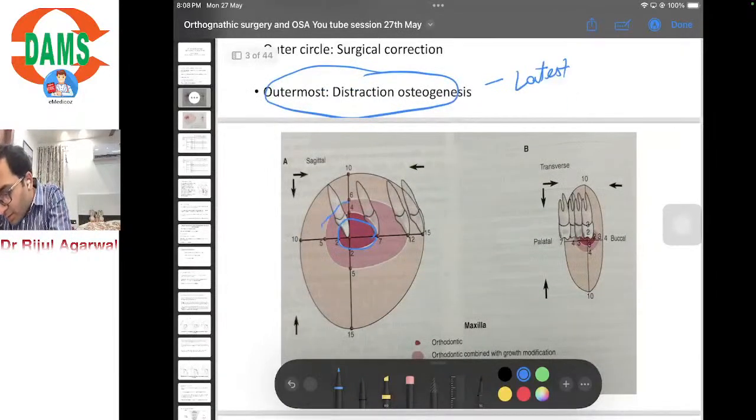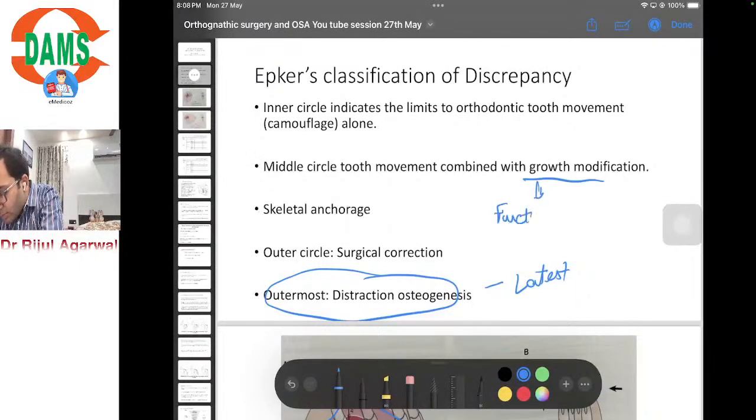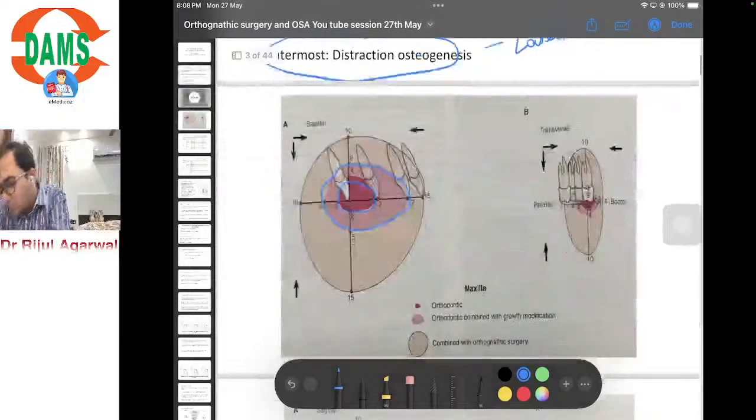Moving ahead, the middle circle. What does the middle circle represent? The middle circle represents the movements which can be carried out through growth modification. What are these growth modifications? The growth modifications are the ones which can be carried out through our functional appliances. Functional appliances include the twin blocks, bionators, Frankel, headgears, and face masks. All of these encompass the movements in the growth modification circle. Next, these are the innermost and the middlemost. Next is the outer circle.